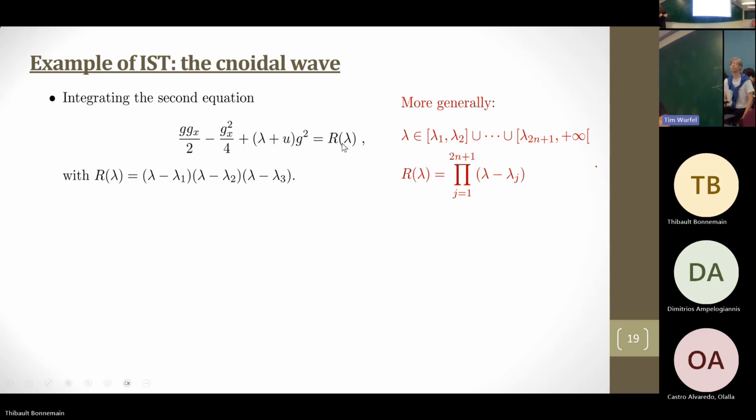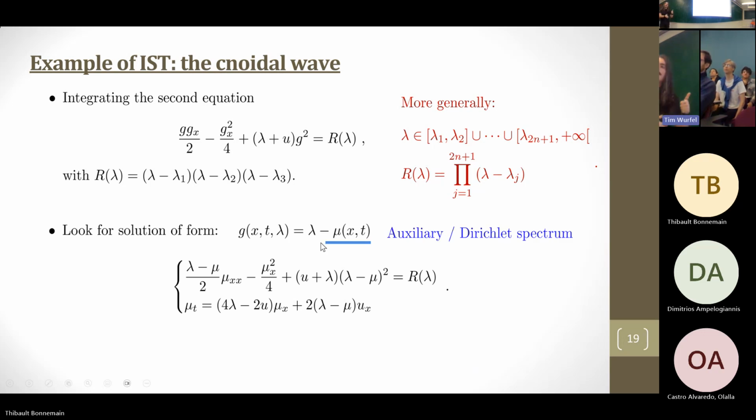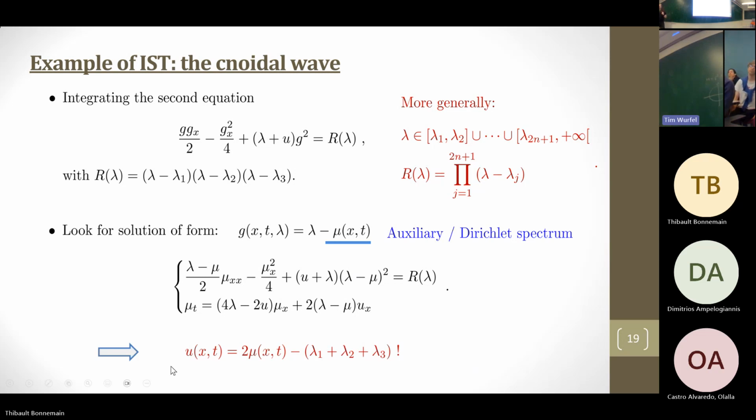And here, as you can see, you have a degree 3 polynomial in lambda. Here you have G squared times lambda. So we look for a solution in terms of a degree 1 polynomial in lambda involving a function of x, t, mu. That's typically called the auxiliary or Dirichlet spectrum. And you can write equations for this again. They look like that. But what's really important is that if you only keep terms of order 2 in lambda, what you get is finally a way to relate the KdV wave field to the solution of the auxiliary problem. And now what remains is only to solve these equations for mu.